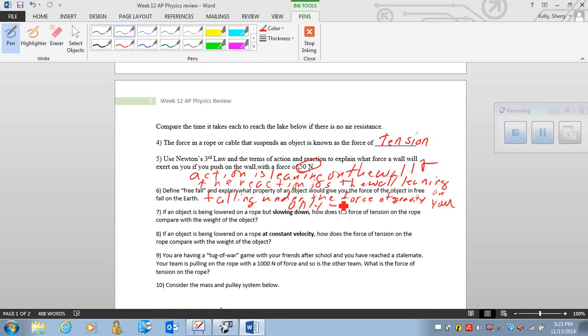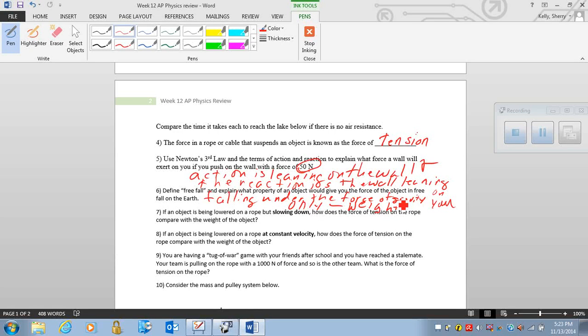So the property has to be a force, and the property of weight would be the force that you have on the earth. So in other words, if my weight is 50 newtons, then when I'm in free fall, my force on the earth is 50 newtons, and the earth's force on me is 50 newtons.